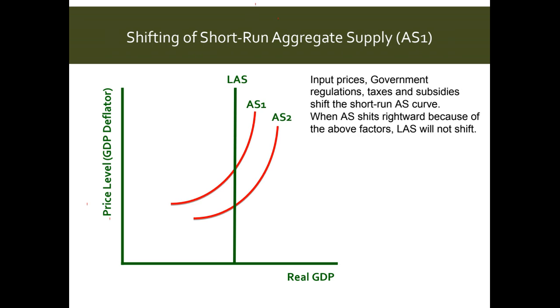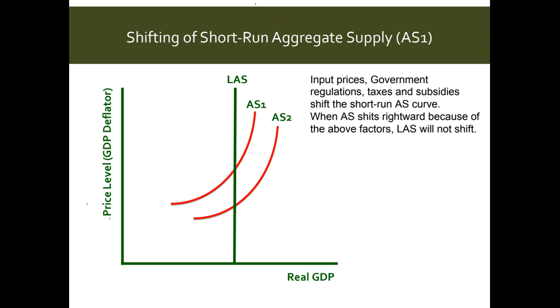Now I discuss the shifting of short-run aggregate supply. That is, what are the factors that shift short-run aggregate supply, remember, to the right. So in the diagram, you can see that I shifted the AS1 curve to AS2. That is a rightward shift. Notice I did not shift the long run aggregate supply, that is the LAS curve, which is at the full employment level of GDP.